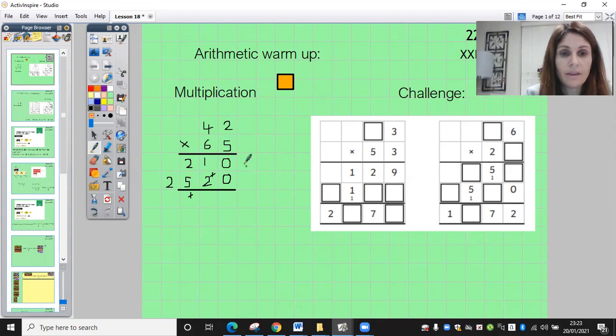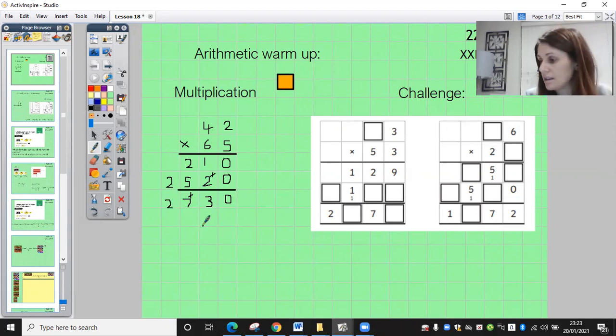And then all I'm going to do is add them up. So 0 add 0 is 0. 1 add 2 is 3. 2 add 5 is 7. And then I've got nothing here, add the 2 is 2. So you should have the answer of 2,730. Very well done if that was what you got as you were working it out with me. Hopefully you were having a go at it with me. If not, you're going to have a go at one now.